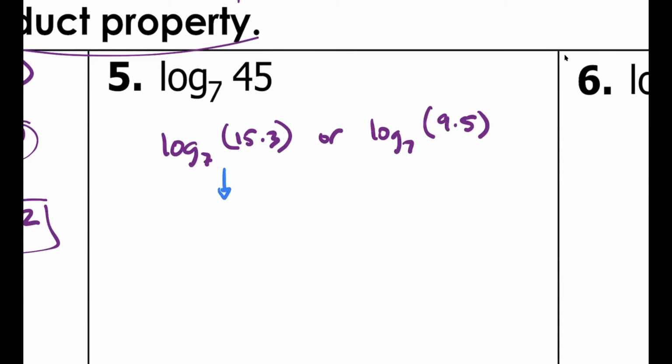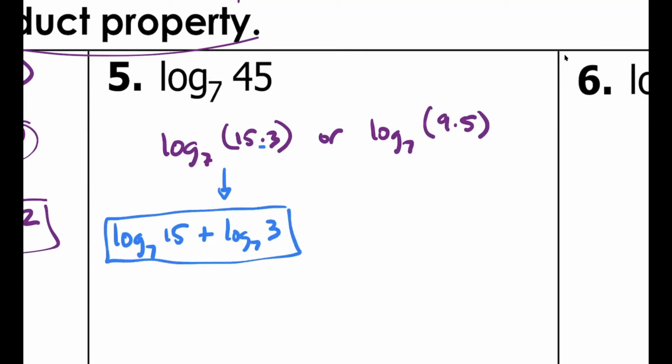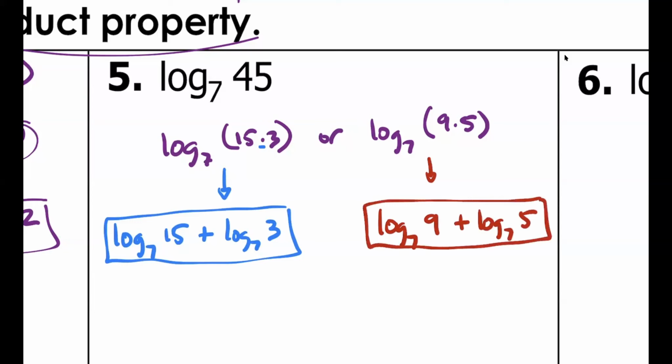So if I chose this one, this would become log base 7 of 15 plus, because we have a product there, plus log base 7 of 3. That's if I chose 15 times 3. If I chose this one, 9 times 5, then the result would be log base 7 of 9 plus log base 7 of 5. Those are 2 different ways to write it, and they're all equal. If I punch that into my calculator, give me the same answer. But that's expanding using the product property.